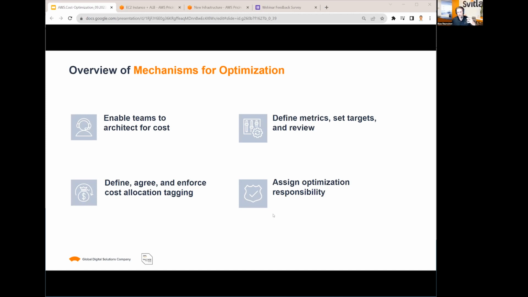And one of the main principles is that we need to implement optimization responsibility. So in the team there should be some devoted persons who are responsible for cost, because no responsibles, no control.